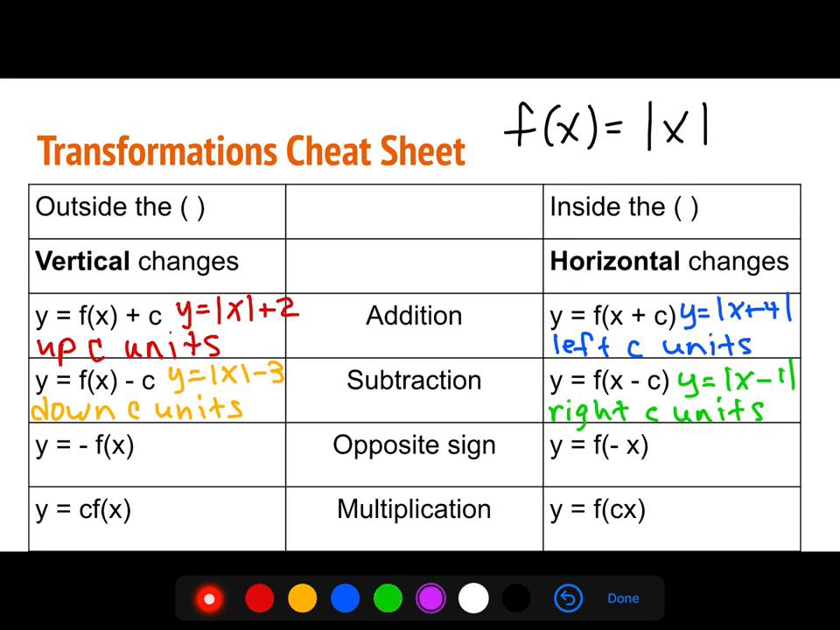Now to the fun, flipping them over. If there's a negative in front, that's like a negative in front of the absolute value. That's going to be a reflection over the x-axis. And if it has a negative inside the absolute value, like that, that's going to be a reflection over the y-axis.